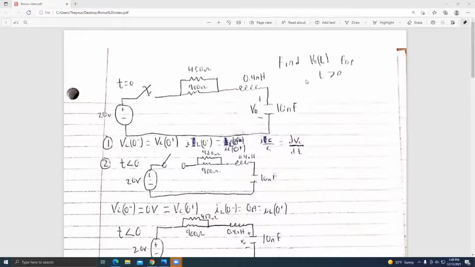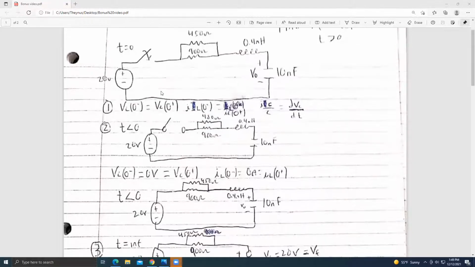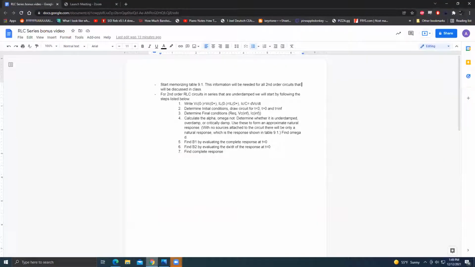The goal of this problem is to find V naught of t for t greater than 0, meaning we want to find the complete response for the voltage over the capacitor. So, where do we start? Well, we are going to be using these steps to solve the problem, and we're going to start at this point here with table 9.1.